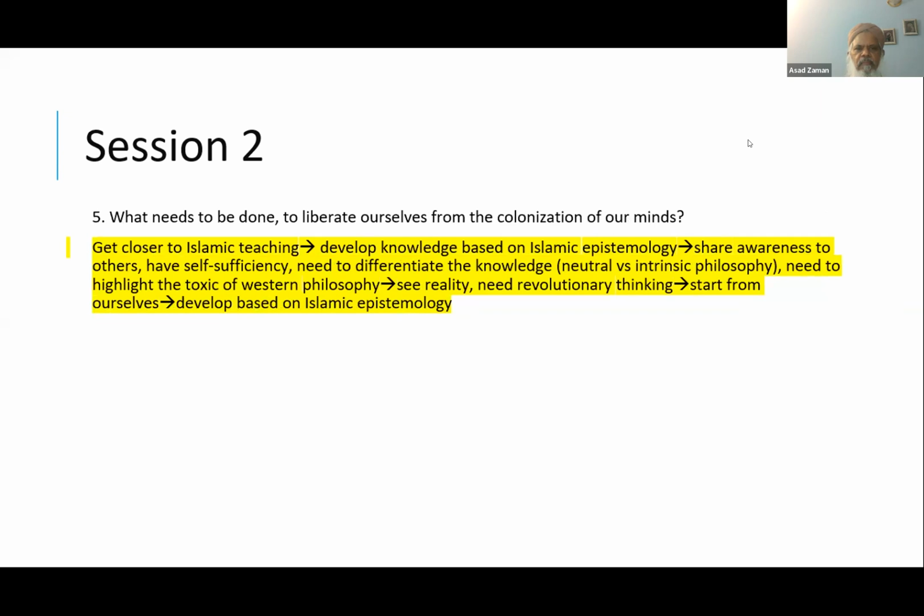First, we think that we need to get closer to Islamic teaching so that we can identify the superiority of our Quran, and we can develop the subject based on the Islamic epistemology. And the most important thing is we need to start from ourselves, to detoxify the Western philosophy that was being taught during our education since our study in the first elementary until the university.